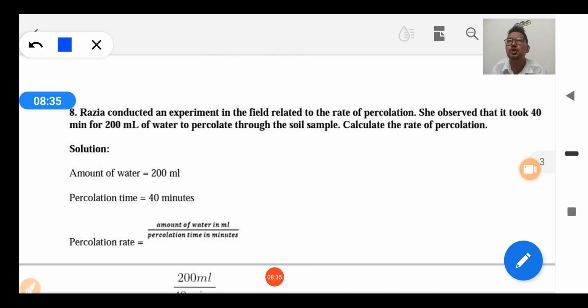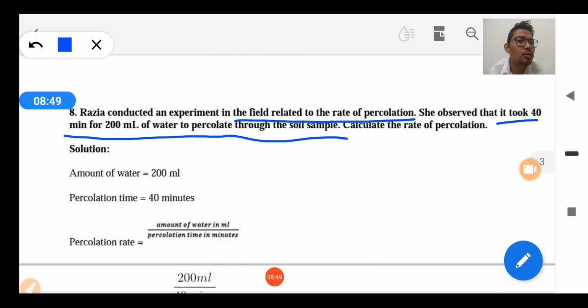Now we are going to discuss a question on percolation rate. Razia conducted an experiment in the field related to the rate of percolation, and she observed that it took 40 minutes for 200 milliliters of water to percolate through the soil sample, and we have to calculate the rate of percolation. So dear students, I want to revise once again what percolation is. Percolation means how fast water can move through the soil, and the rate of movement of water is fastest in sandy soil and lowest in clay soil.